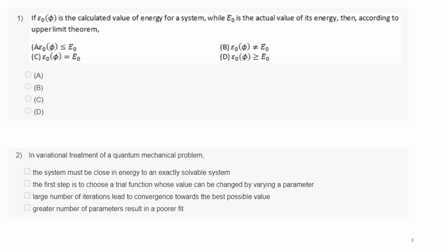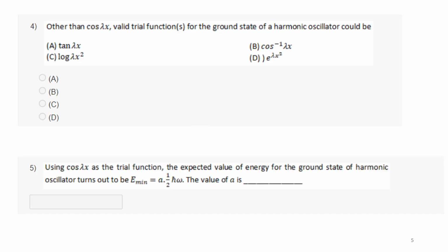Do you have any particular doubt from this previous week? The assignment, variation theorem, or anything? Yeah, the assignment. There was that question, for a rotor, which are the other possible allowed wave functions? Harmonic oscillator, not the rotor, I guess. Yes, harmonic oscillator. Not this question, it's question number four, I guess. Yes, question number 4. So, okay, then let us do that one first.